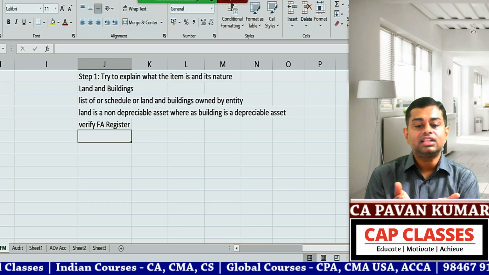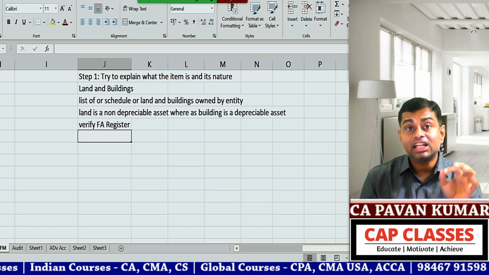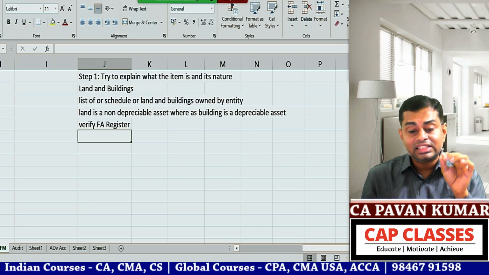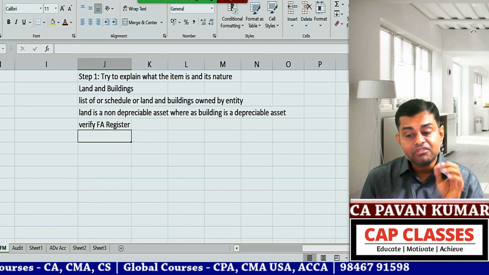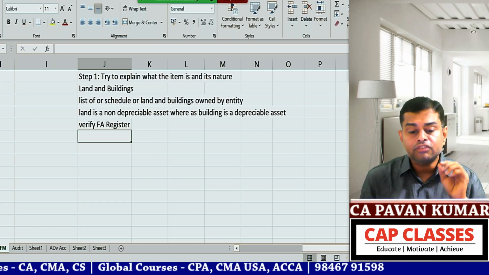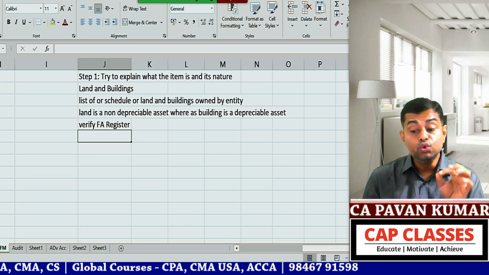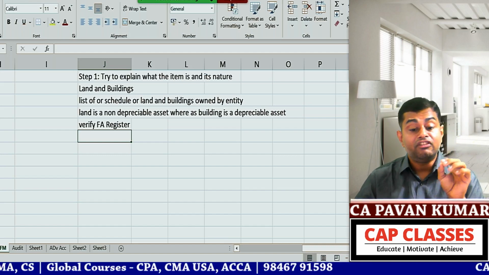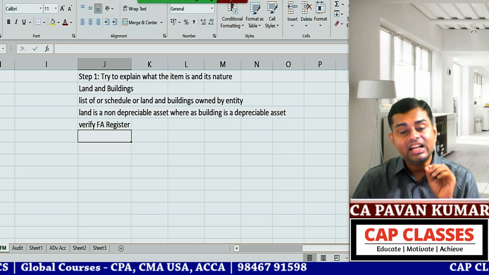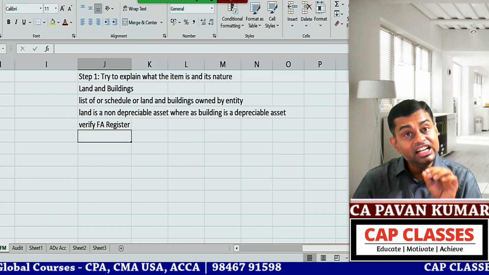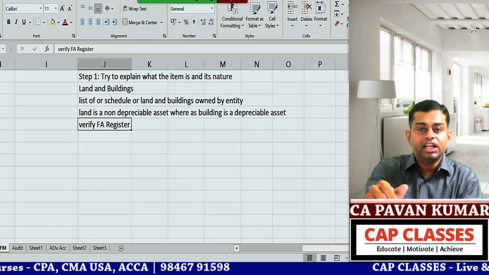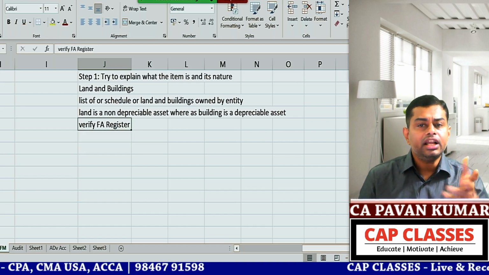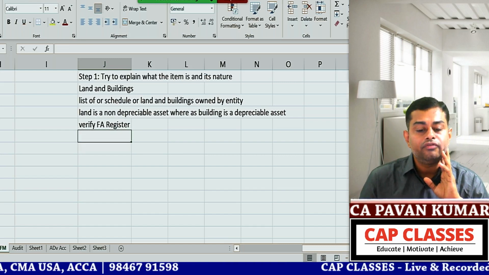Open the fixed asset register, and the auditor shall examine it, noting down the nature of the asset, the location of the asset, the uses of the asset, the value of the asset, quantity, condition, etc. All these things you need to verify. Condition, you will do physical verification. Quantity, you will verify in books also. So verify fixed asset register.